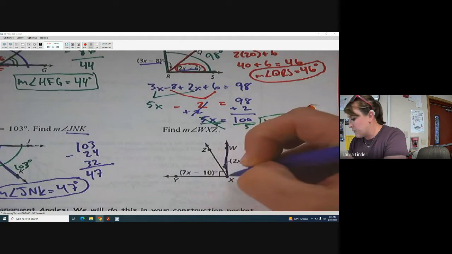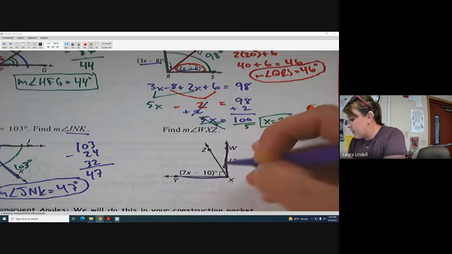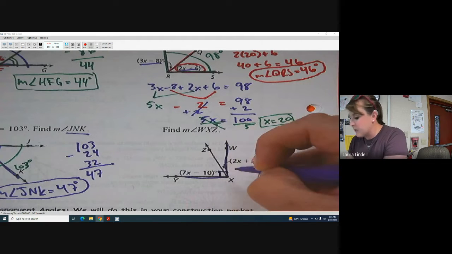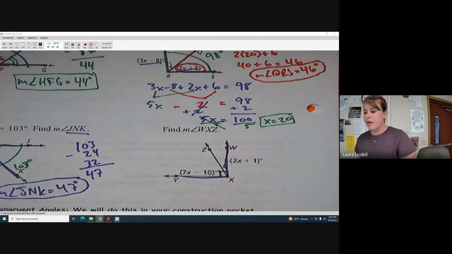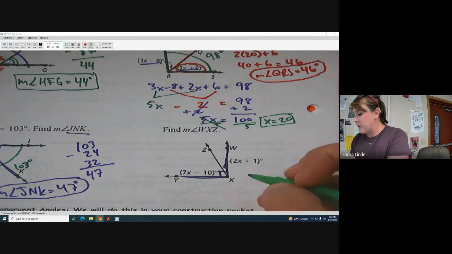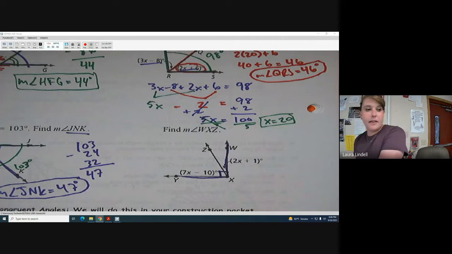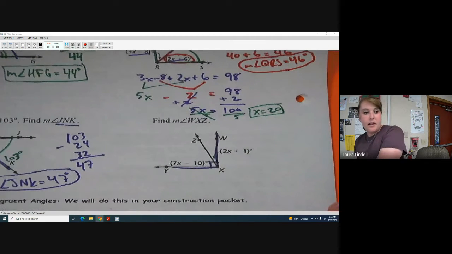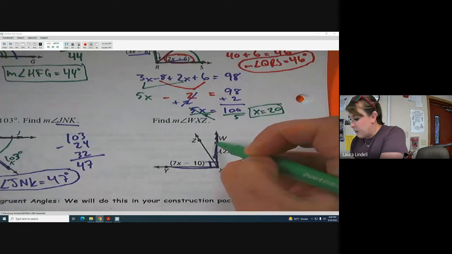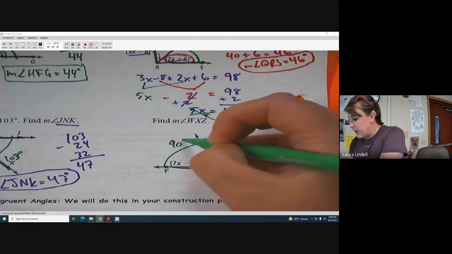this overall angle WXY, is that it's got this little box in the corner here. And that box means that it's a right angle, which means it's 90 degrees. So that's the other piece of information that we need for this particular problem. We need to know that that overall angle here is going to be 90 degrees. So when I do the same exact thing that I did up above, when I set up my equation, I need to know that this overall angle is 90 degrees.